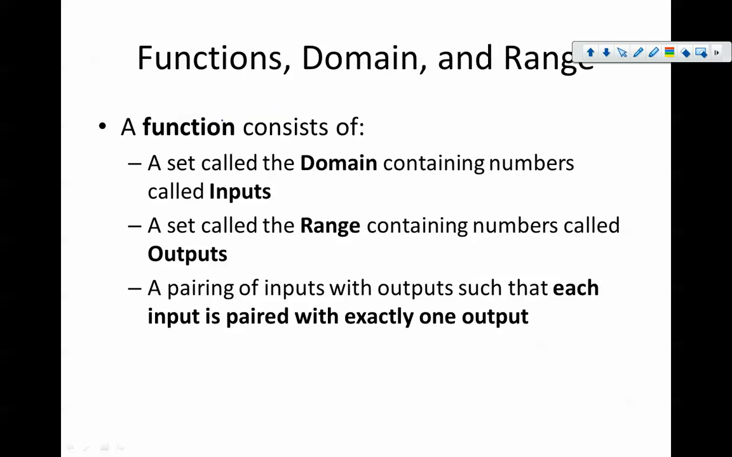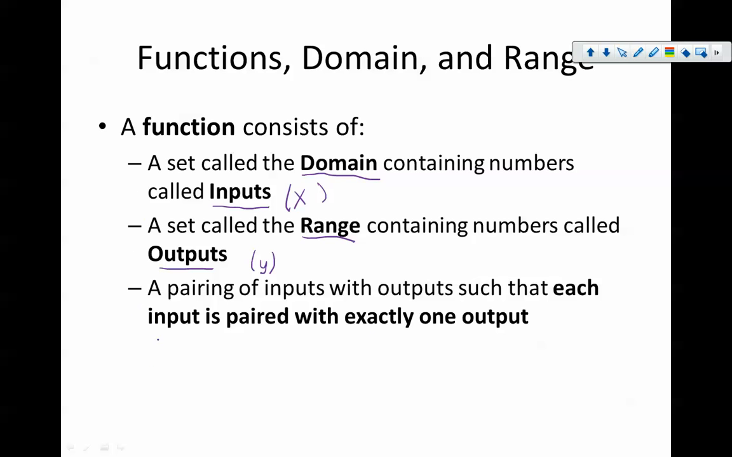So a function consists of these three things. A set called the domain, which contains all of the inputs. So the domain is all of the inputs. We sometimes call those the x values. Typically speaking, that's the x. We've got a set called the range, containing numbers called the outputs. So range is outputs. Sometimes we refer to it as the y. And then finally, a pairing of inputs with outputs such that each input is paired with exactly one output.